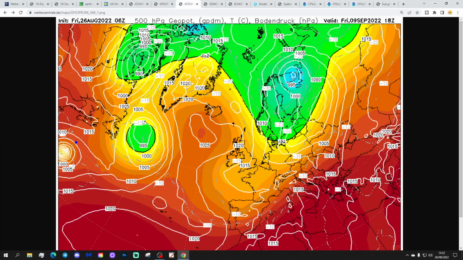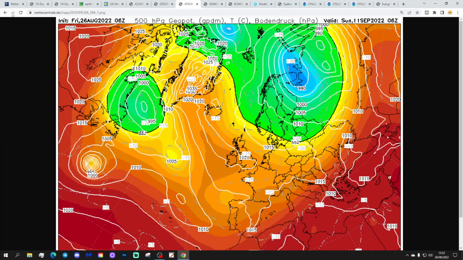Again, you'll notice a very significant, very powerful ex-hurricane or tropical storm in the north. It looks like a hurricane in the North Atlantic there by the 9th of September. It's becoming a consistent thing with the GFS output at the moment.